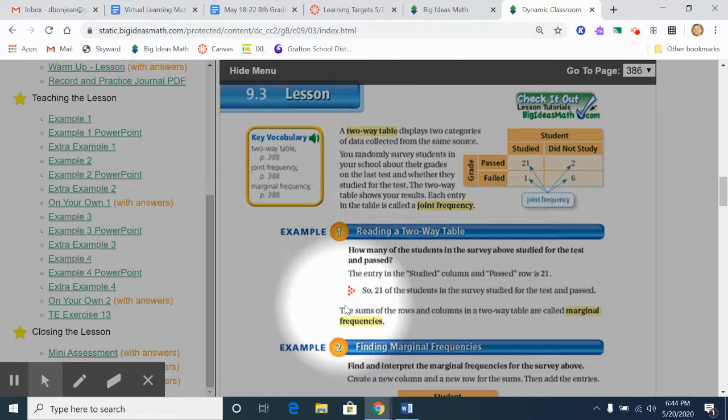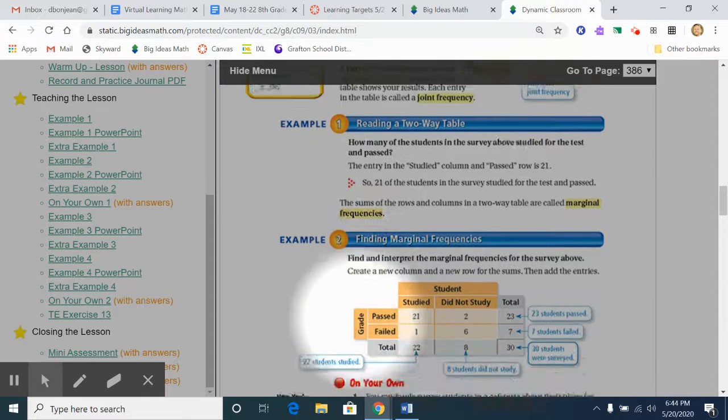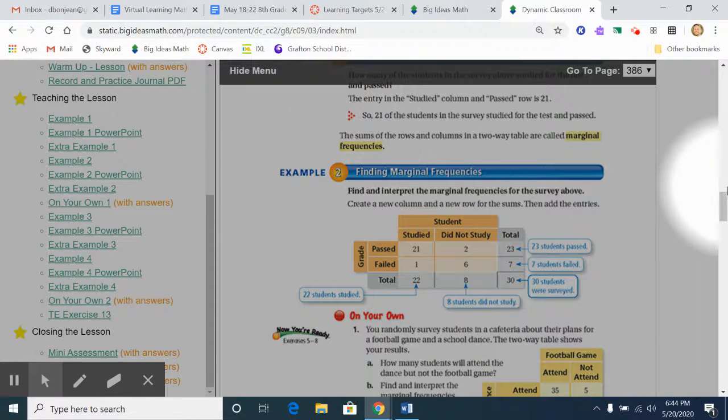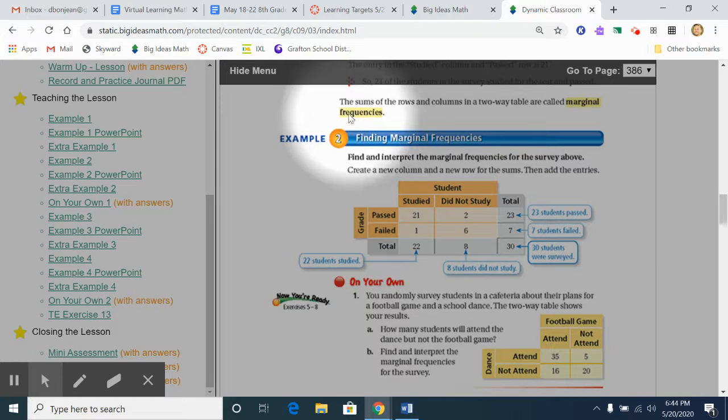Move forward. Let's look underneath here. All right, so we're going to scroll a little bit to right here. So we talked about joint frequencies. Those are the numbers inside of the columns and rows. Okay? Now, the sums of the rows and columns in a two-way table are called marginal frequencies. What does sum mean? So remember, that means we're adding basically the rows and columns to come up with marginal frequencies.